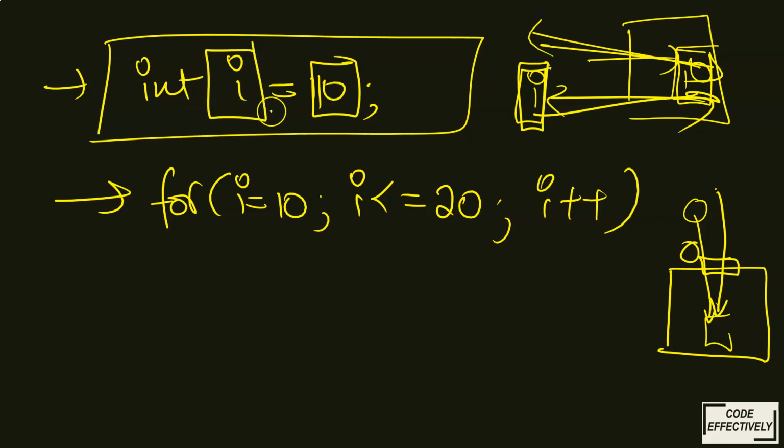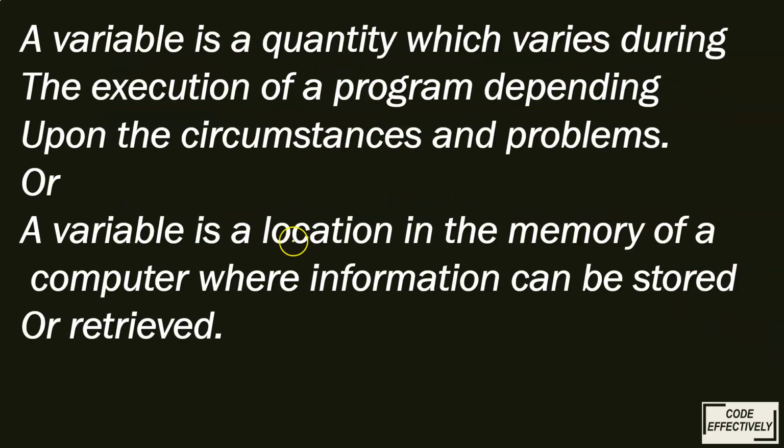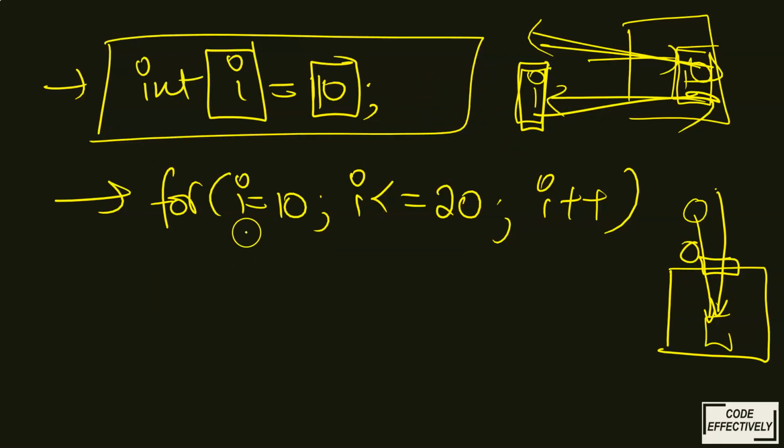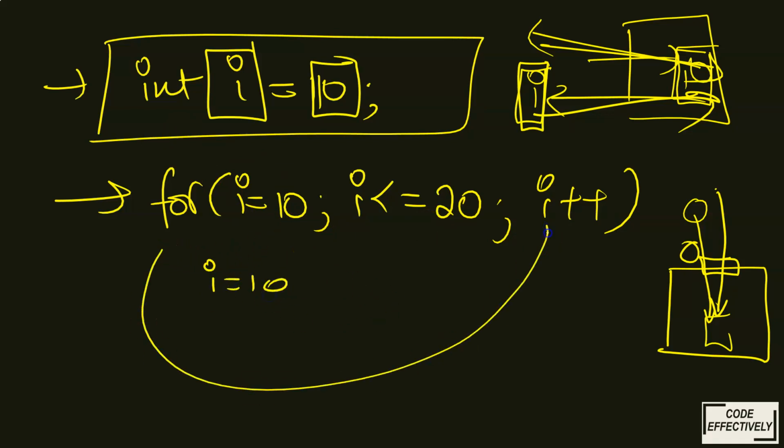A variable could be any name. As the definition says, its value varies during the execution of the program. Now I will explain how the value varies. You know i is normally used for the for loop. Initially the value of i was 10. After one entire loop, the i value gets increased. Now what is the value of i? It will increase and it will be 11. Now you can see the value of i has been increased by 1.